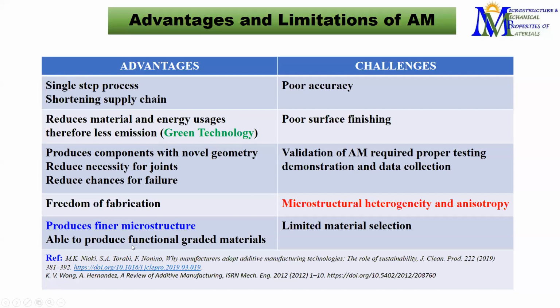We are also able to produce functionally graded materials by additive manufacturing. Whereas in the case of, let's say, as-cast components, there is a lot of microstructural heterogeneity and anisotropy forming, and that leads to poor property formation in the case of additive manufacturing, which are not being controlled properly.